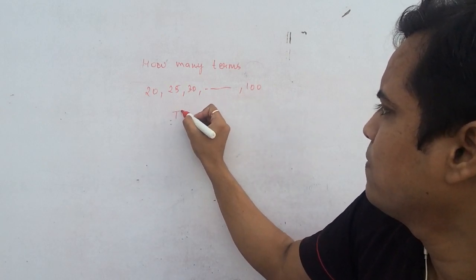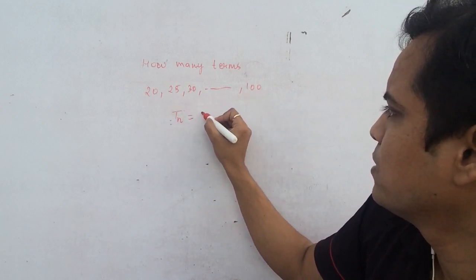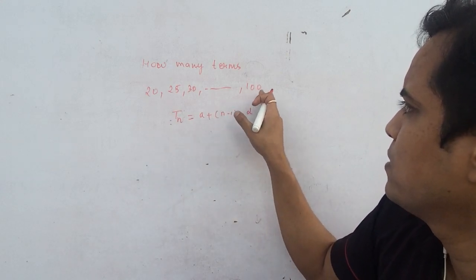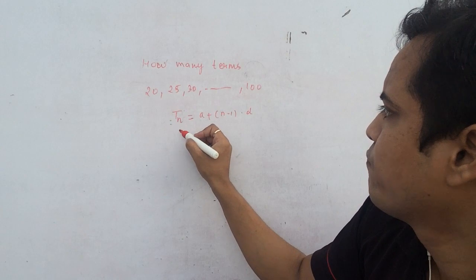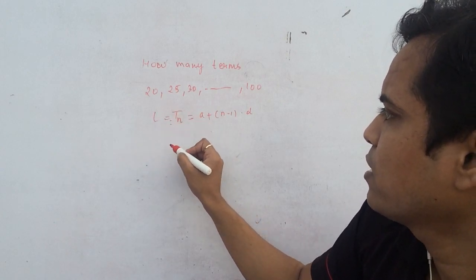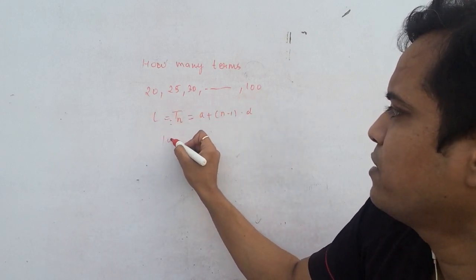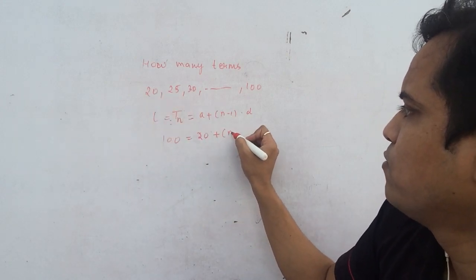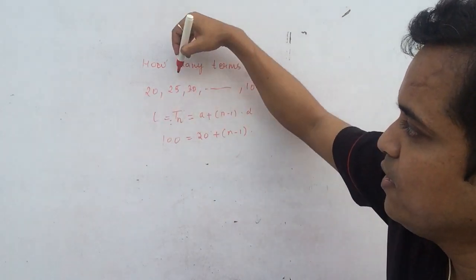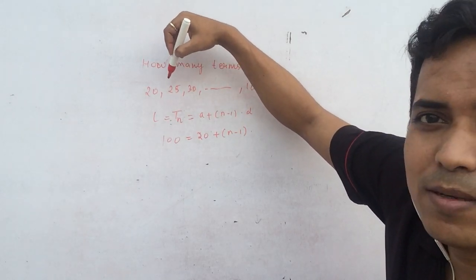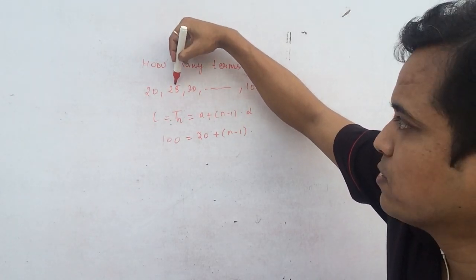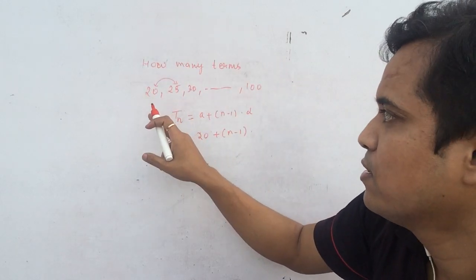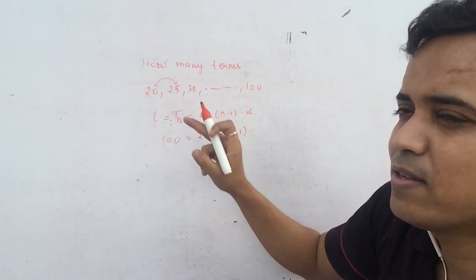This is the nth term: Tn equals A plus (n minus 1) into D. Here it is the last term, so it can be the last term also. This is 100. What is A? A is 20. What is n? You need to find it. What is D? You find the difference between the term and the previous term. So 25 minus 20 is 5. 30 minus 25 is 5.